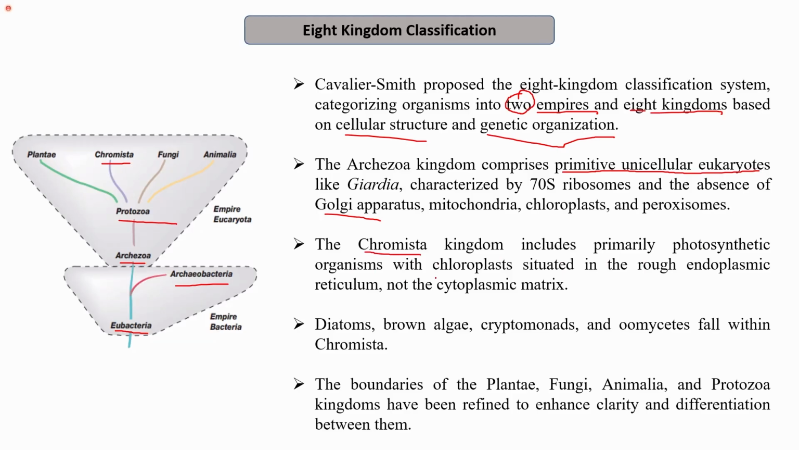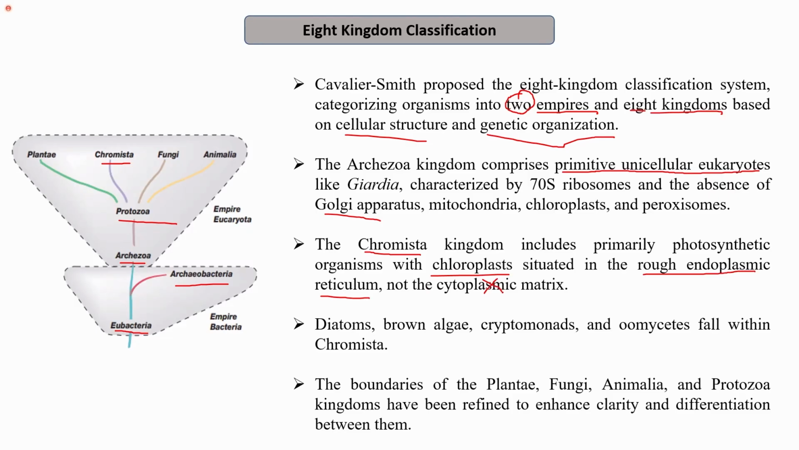It includes primarily the photosynthetic organisms with chloroplast situated in the rough endoplasmic reticulum, but not the cytoplasmic matrix. So there is a difference. Here we can have some confusion about the presence of the chloroplast. The chloroplast is a photosynthetic organelle even in the kingdom Plantae. But the difference here is that in Chromista, the chloroplast is situated in the rough endoplasmic reticulum, but not in the cytoplasmic matrix, unlike the plants, where the chloroplast is present in the cytoplasmic matrix.